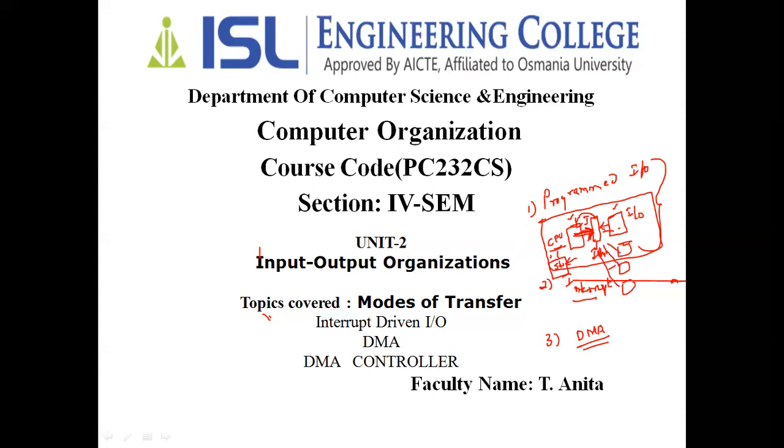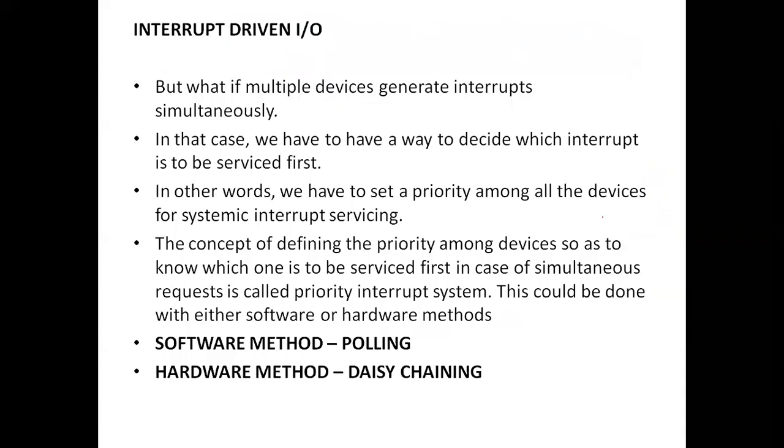If they request the CPU, what will happen, we'll see today. Fine. But what if multiple devices generate interrupts simultaneously? Previously what we have seen, here the CPU is there, and here the interface is there, and here the IO devices are there.